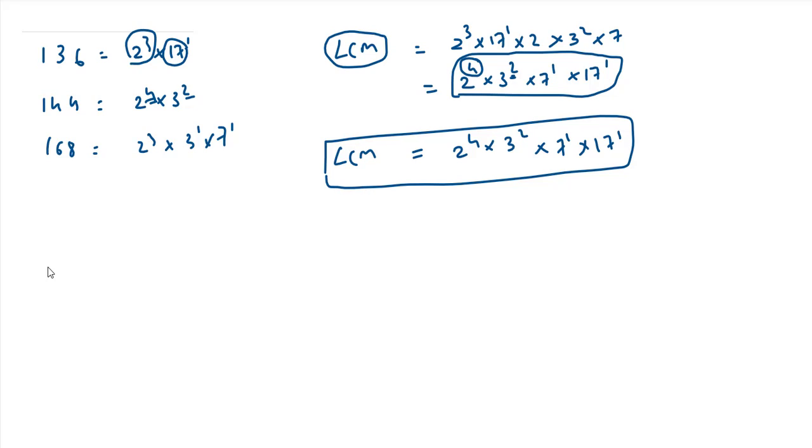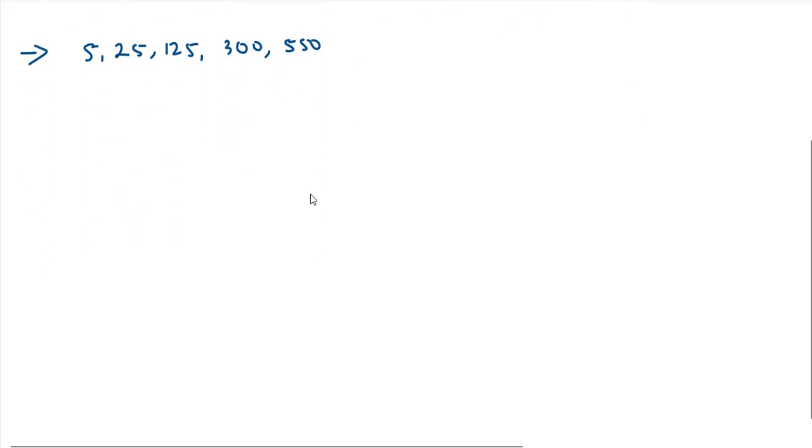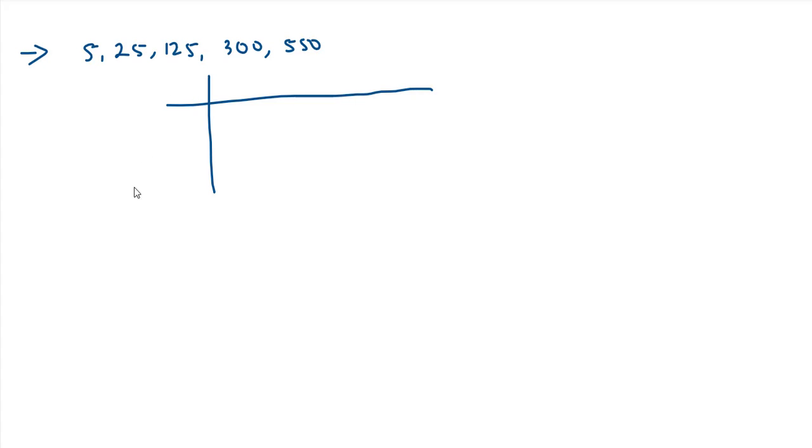Now another way for finding the LCM is, let us take this set of numbers 5, 25, 125, 300 and 550. In this method, what we will do is we'll conduct simultaneous division of all these numbers. And the product of all the divisors will represent the LCM of these numbers.